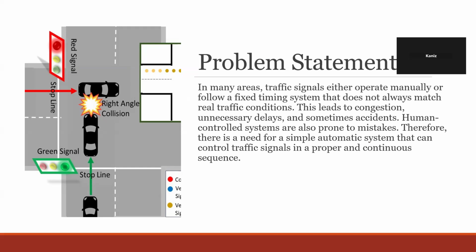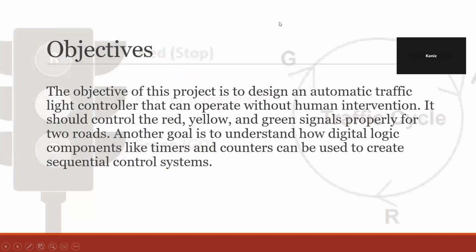So the objective is: the objective of this project is to design a traffic light control system that operates without manual involvement. It manages the red, yellow, and green signals for two roads in a proper sequence. Another goal is to understand how digital logic components like timers and counters can be used to build a sequential control system.